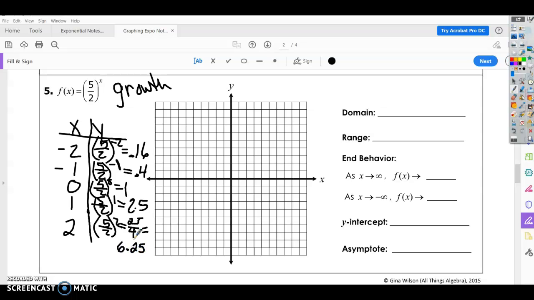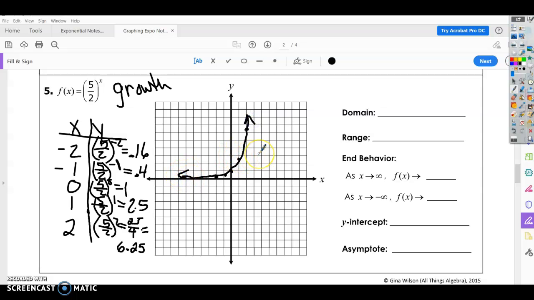All right, now these, again, are going to keep getting smaller and smaller here. It's going to approach this line. So we've got -2, just barely above 0, -1 and 0.4. These are not going to be exact. 0 and 1, 1 and 2 1/2. 2 and 6.25. So 2, 1, 2, 3, 4, 5, 6. We're going to sketch the graph. Again, when it starts flattening out, you know that's where that asymptote is going to be.